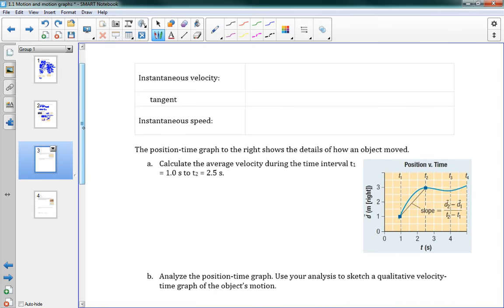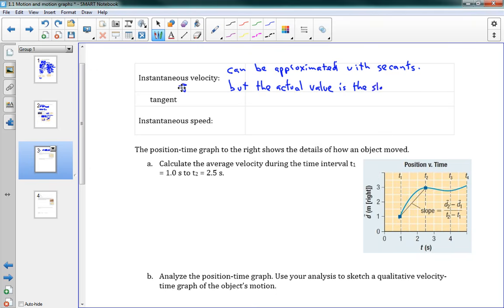Our instantaneous velocity, well, this is what we call just v, and it can be approximated with secants by making secants that are smaller and smaller and smaller, but the actual value is the slope of a tangent.